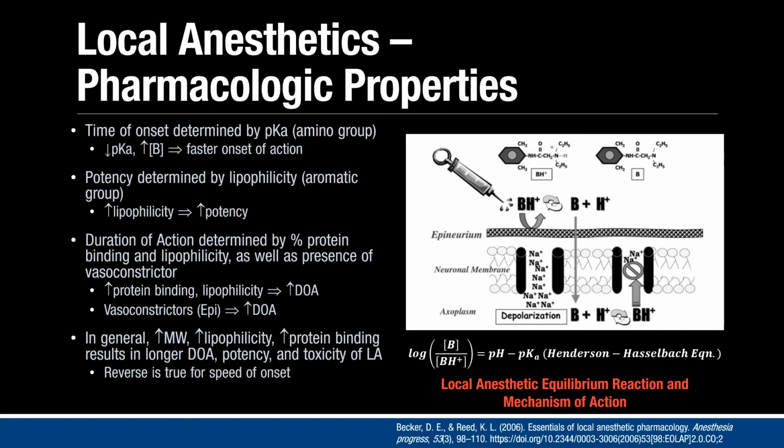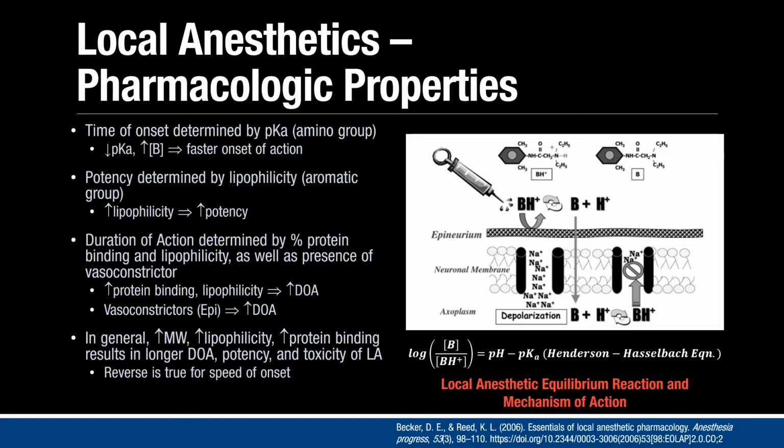The duration of action of a local anesthetic is largely influenced by percent protein binding and lipophilicity, as well as the presence of a vasoconstrictor. So the percent of circulating local anesthetic drug that is bound to a protein, such as albumin or alpha-1 globulin, has been found to correlate with anesthetic affinity for voltage-gated sodium channels. Greater protein affinity means longer association time of the local anesthetic with the channel itself, and therefore a longer blockade. Furthermore, the longer the local anesthetic remains in close proximity to neural fibers, the longer the duration of action.